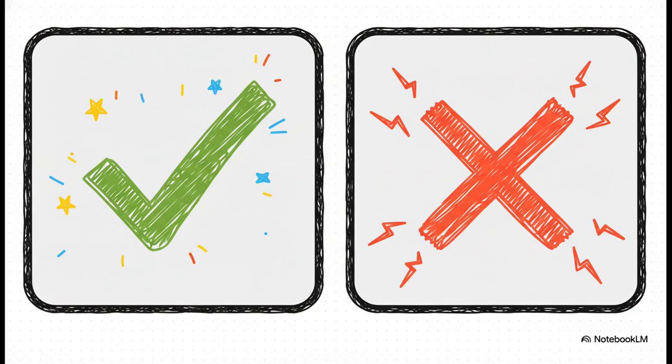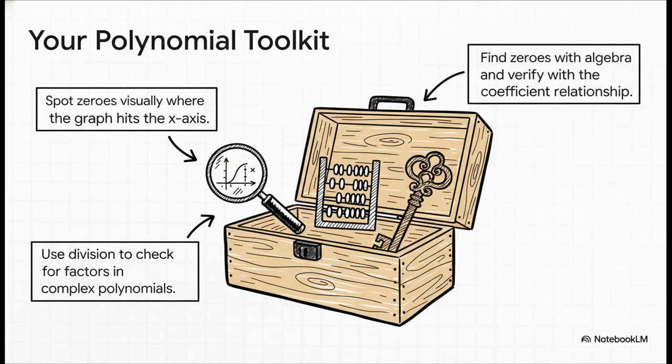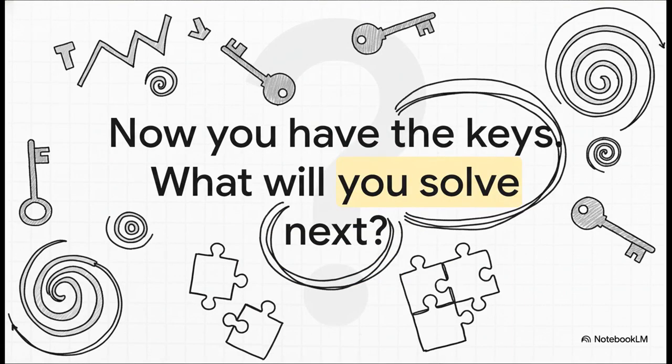No guessing involved. All right, so let's do a quick recap of the awesome new toolkit you've got. First, you can spot zeros just by looking at a graph and seeing where it hits the x-axis. Second, you can find them using algebra and even double-check your work with that cool coefficient secret code. And finally, for the tough ones, you've got polynomial division as your master key to check for factors. So it turns out polynomials are just filled with these amazing patterns and secrets. And today, you've basically been handed the keys to start unlocking them all. So really, the only question left is, what are you going to solve next?